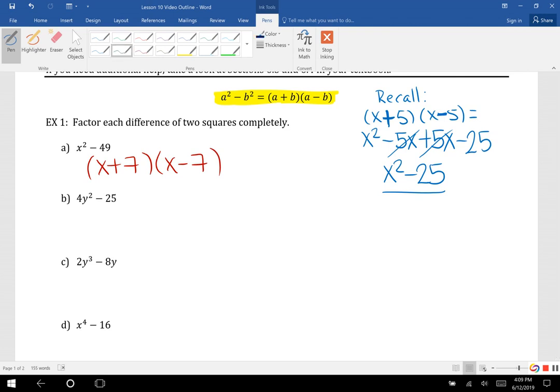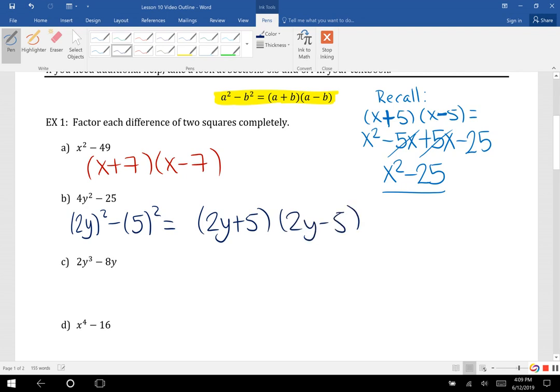Or 4y squared minus 25. Well, 4 is the same as 2 squared. So I've got 2y squared minus 5 squared. That can be factored as 2y plus 5, 2y minus 5.